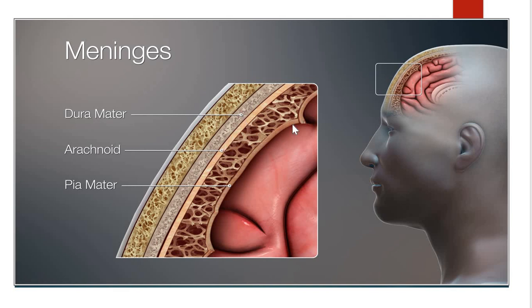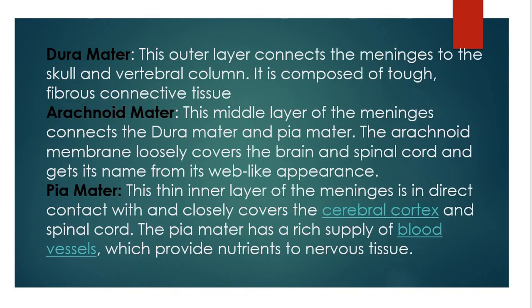Then we have arachnoid, which is the middle layer. And then we have pia mater, which is the innermost layer. Innermost layer means close to the brain, जो बिल्कुल brain के पास है. So we have three parts: dura mater, arachnoid, and pia mater. These are the three layers of the brain. Now, dura mater is the toughest layer, and it is the outermost layer which protects inner parts.